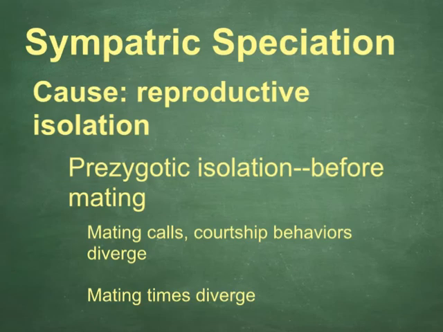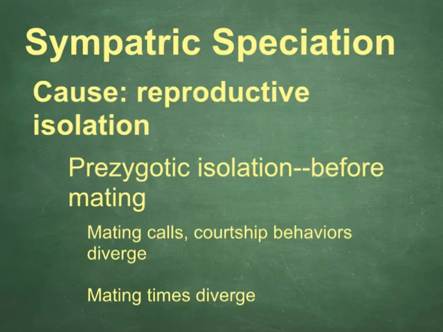In prezygotic isolation, two common types of isolation are shown below. When the mating calls or the courtship behaviors of the organisms diverge from one another, this is what's known as behavioral isolation. They're changing their behavior. If the mating calls between two different populations within a group start to diverge from one another, they can effectively become deaf to one another. And when they no longer can understand the mating calls of the other population, even if they might be physically capable of reproducing together, they don't hear each other. And so they stop looking to the other population for mates, and they effectively reproductively isolate each other.